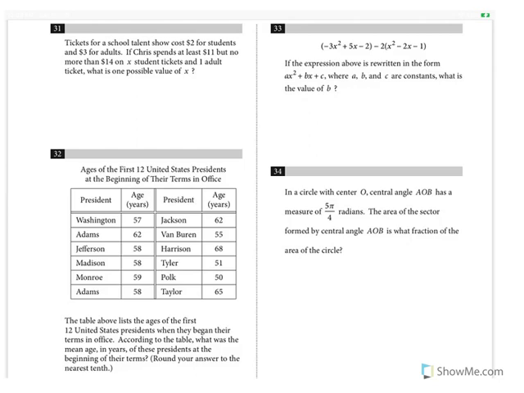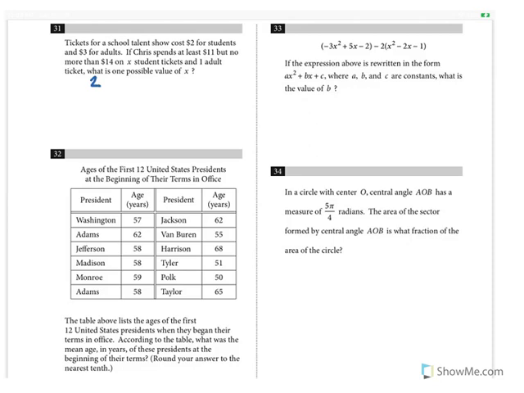Tickets for a school talent show cost $2 for students and $3 for adults. If Chris spends at least $11 but no more than $14 on x student tickets and 1 adult ticket, what is one possible value of x? Okay, this seems a bit like a system of equations or inequalities in this case, but what is $2 for students, $3 for adults. So he spent x student tickets.